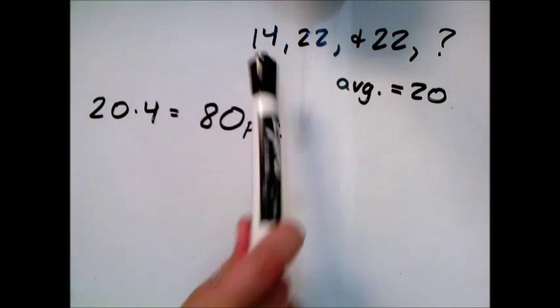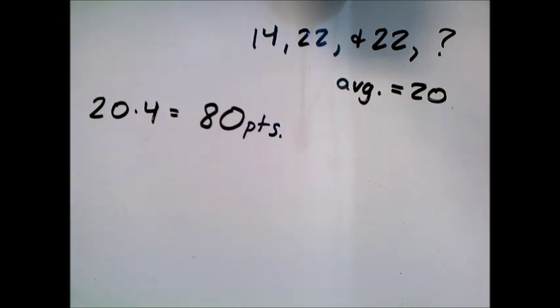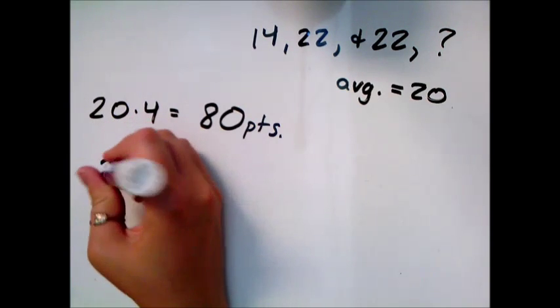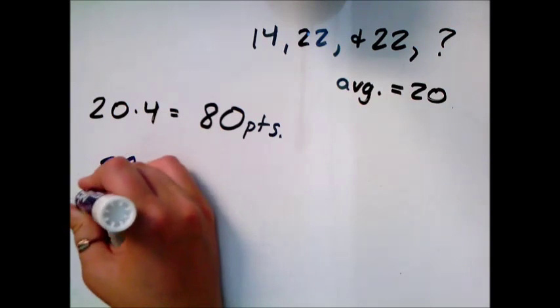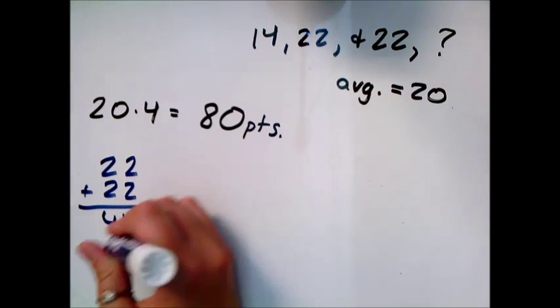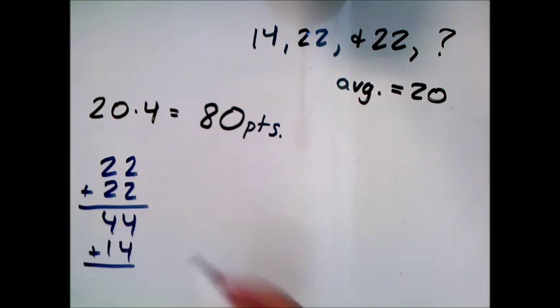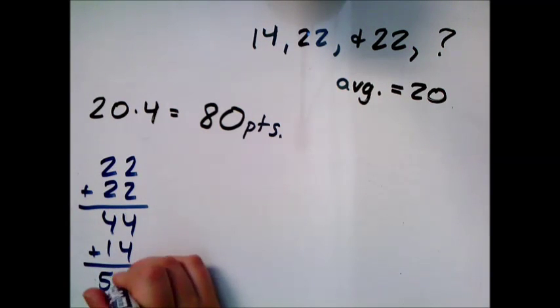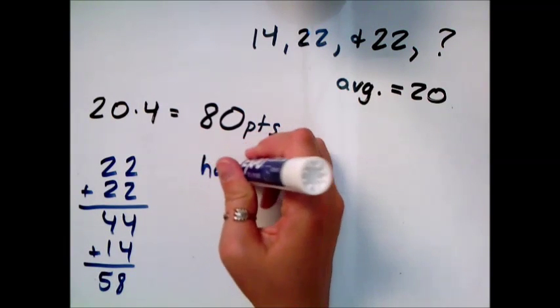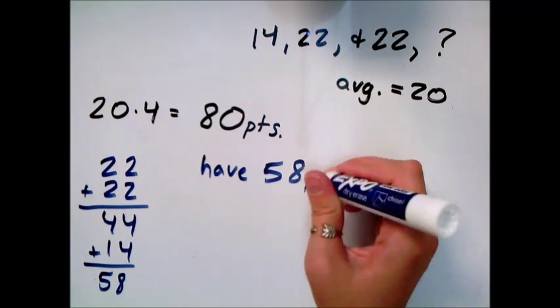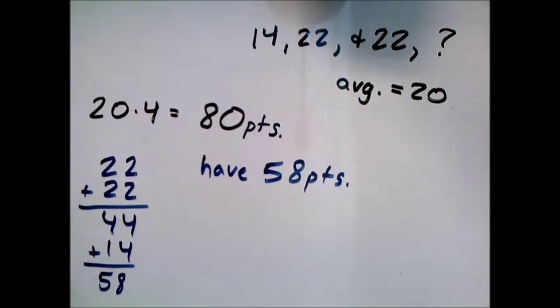So it would help to know, how many points do you currently have? Let's add up the scores that you already did in the first 3 games. 22 and 22, you scored 44 in those games, and then 14 in the first one. The first one was a little lower than the others. So 58. So you want to make it up to 80 points, and you currently have 58 from the first 3 games. So how many more do you need in the 4th game? Basically, what's missing. So you are 80 minus 58, so 22 points away.